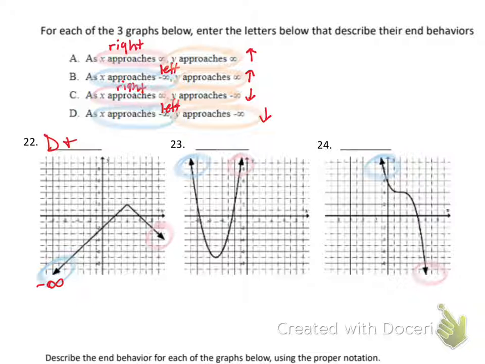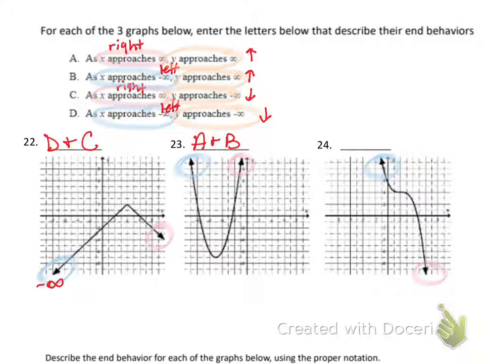And then we look at the right side of that graph, and it's going to negative infinity as well. So I'm looking for as x approaches positive infinity, it's going down to negative infinity, which is C, because both sides are going down. In 23, both arrows are going up. So I'm looking for both of them to say y approaches positive infinity. So it's going to be A and B.